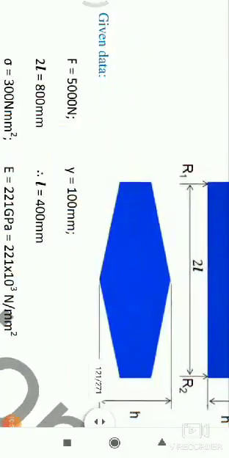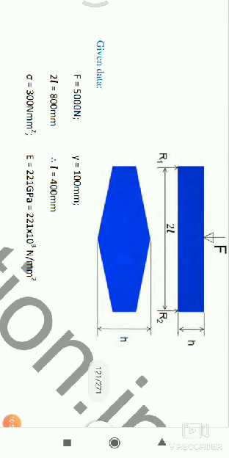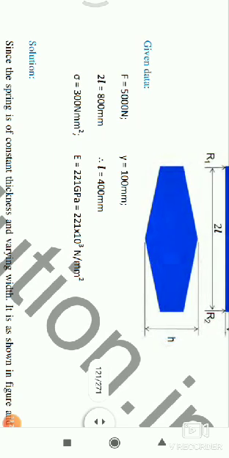Now the given data. The load given is F equal to 5000, Y equal to 100, 2L equal to 800. 2L is the span, the distance from the left support to the right support, between supports, so L becomes 400 here. This is important, you have to remember 2L and L. Sigma is 300 Newton per mm square, E is 221 gigapascal, which means 221 × 10^3 Newton per mm square. Okay, now the solution.